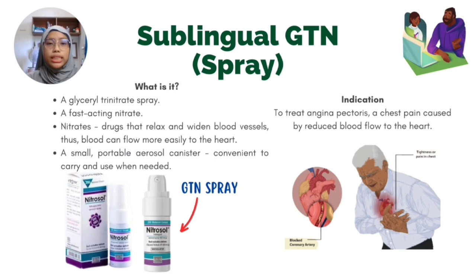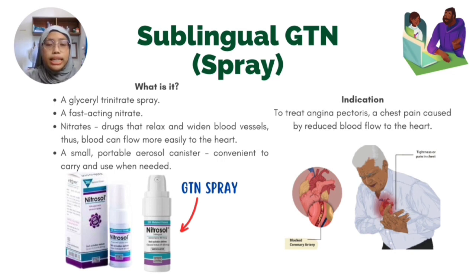Next is sublingual GTN spray. So what is a sublingual GTN spray? GTN spray, also known as glyceryl trinitrate spray, is a fast-acting nitrate medication, where nitrates are a class of drugs that work by relaxing and widening blood vessels so blood can flow more easily to the heart. The spray is typically packaged in a small portable aerosol canister, making it convenient for patients to carry and use when needed. So what is GTN spray used for?